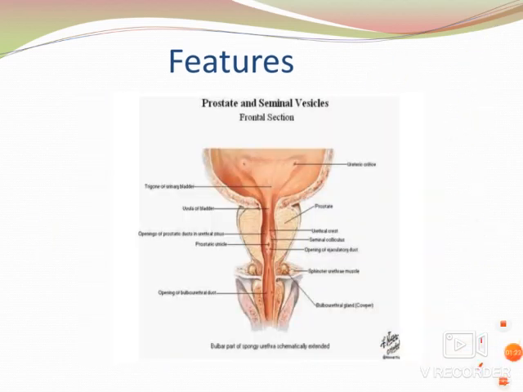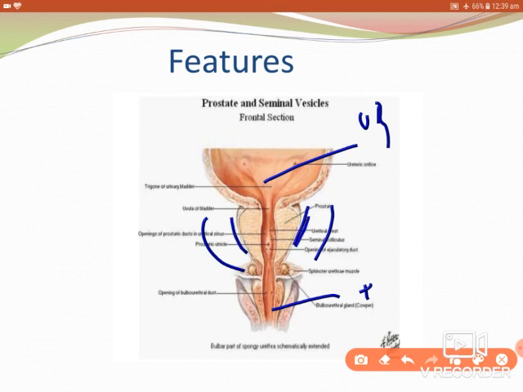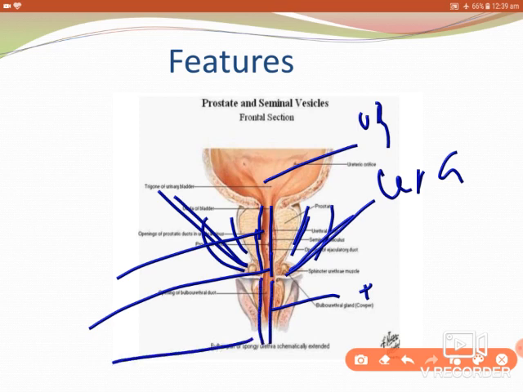In this coronal view, this is the urinary bladder. This is part of the penis. This is the prostate. The surface here is the lateral surface. It relates to the levator muscle. So that's about the features of this prostate. It is also traversed by the urethra. This is the prostatic urethra. Here we get the membranous urethra. This is the spongy urethra through the penis.